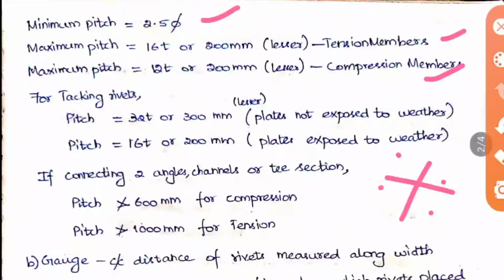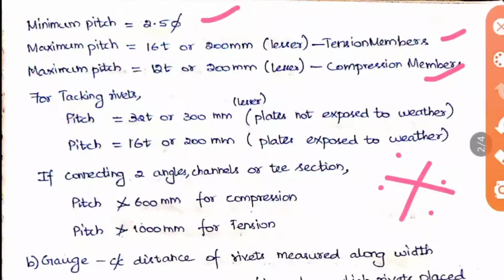First let us see the minimum pitch and maximum pitch. Normally minimum pitch is 2.5 times the nominal dia, and maximum pitch is 60 times the thickness of the plate or 200 mm, whichever is lesser. This is for tension members. If it is a compression member, it is 12 times the thickness of the plate or 200 mm, whichever is lesser.